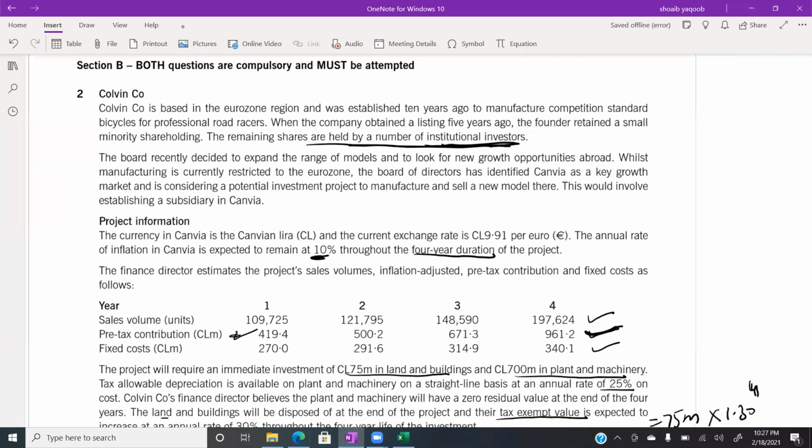We will make pro forma in euro or the lira? Please tell me. Lira. Whenever there is a question on the international investment appraisal, you will make the full pro forma in the subsidiary currency, calculate net cash flows, then convert the net cash flows into euro, into the parent currency. First subsidiary, then parent.